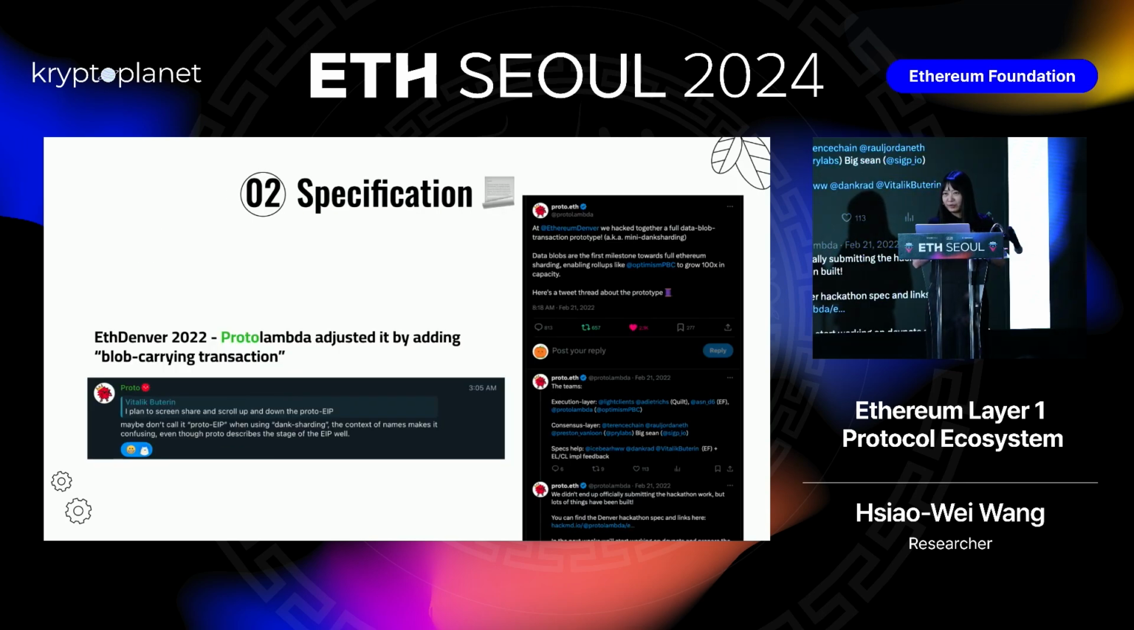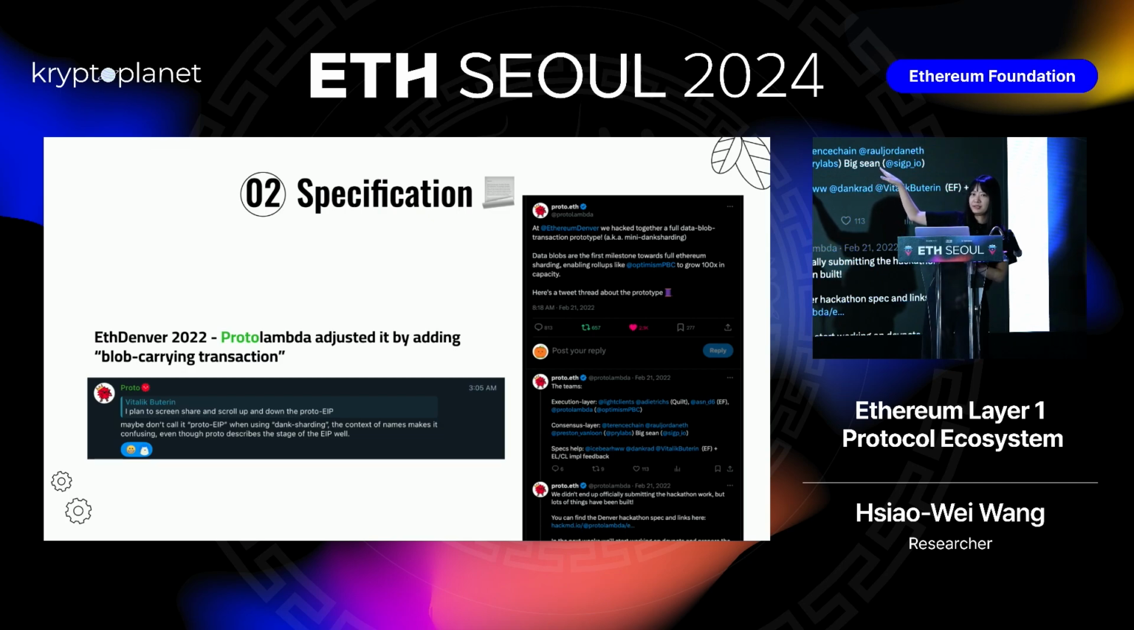Danksharding was great, but it has some functionality that is hard to deliver in one single developer cycle. So this is where Protolambda, Diederik, addressed the original proposal and added the blob-carrying transaction functionality. Now it is more compatible with the existing Ethereum protocol. This is also the start of why we call it proto-Danksharding, because it was enhanced by Protolambda.